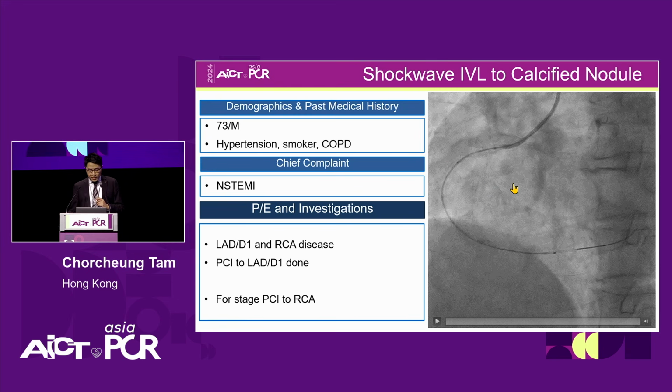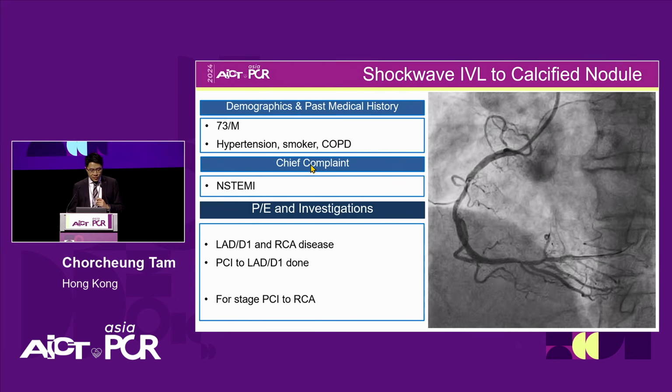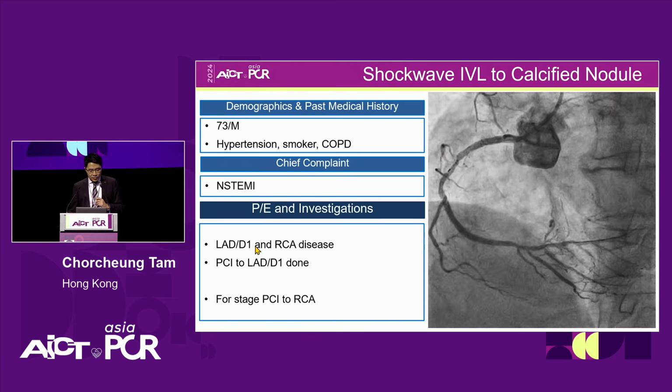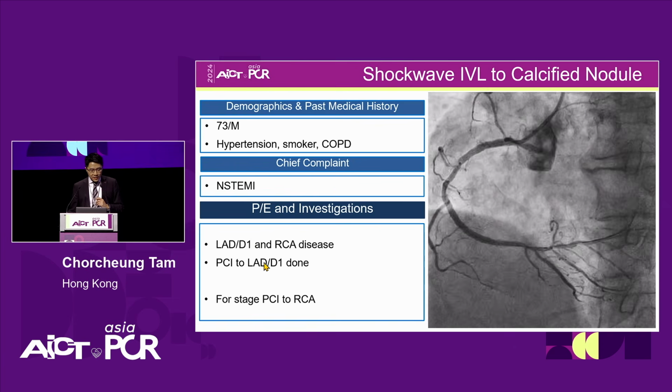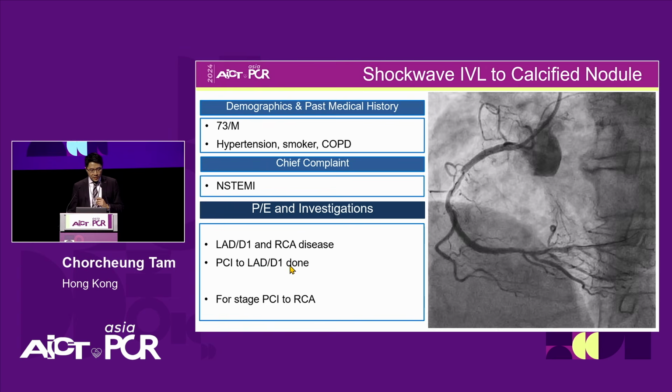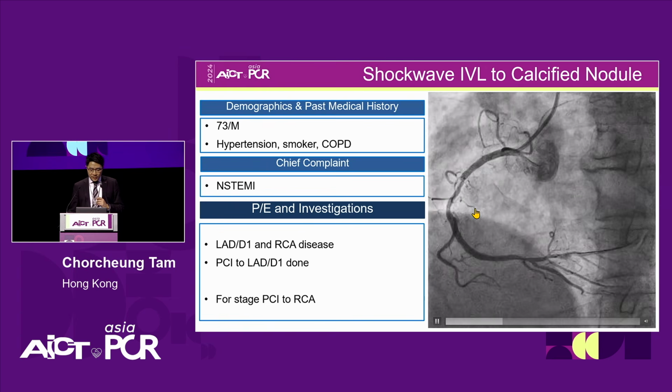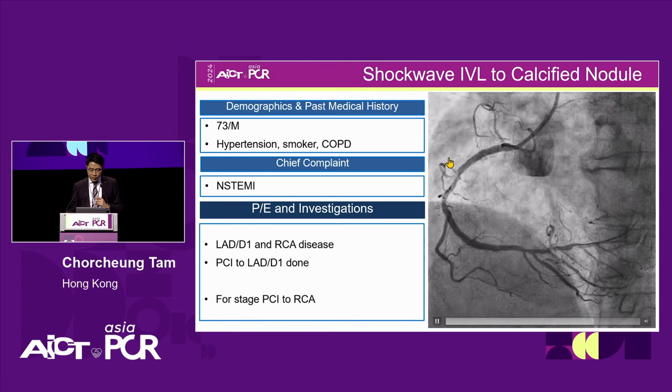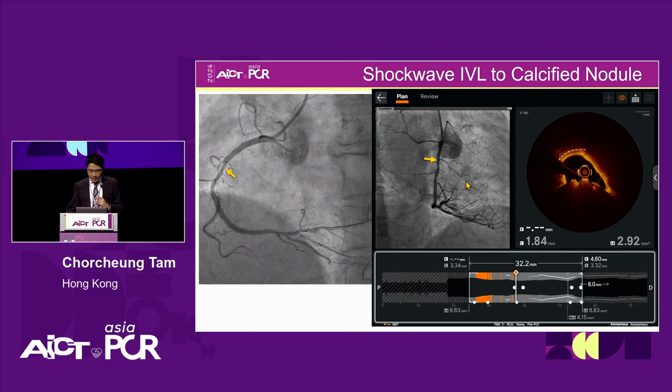Next, I will show you two cases on how I use IVL in calcified nodule. The first one is a 73-year-old man with hypertension, a smoker, and STEMI. Coronary angiogram shows RCA and LAD disease. We performed PCI to LAD and D1. This is the staged PCI to RCA. We can see a lesion at the proximal to mid RCA here, and intracoronary imaging with OCT shows this eruptive calcified nodule here, right?